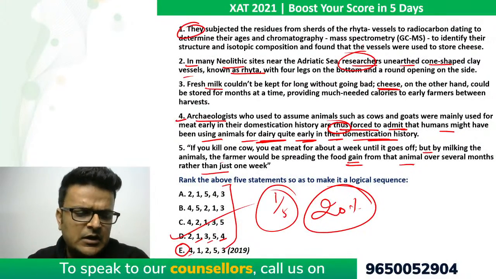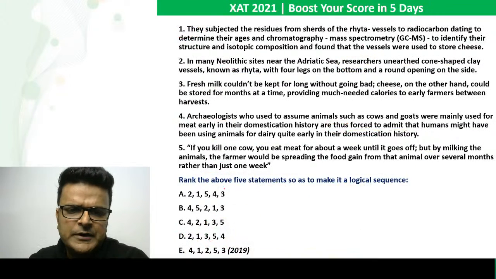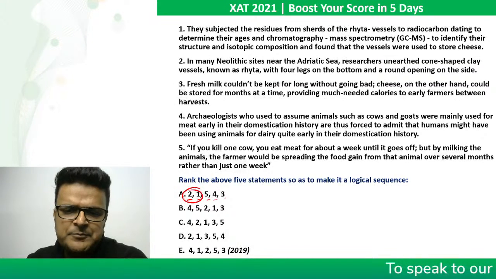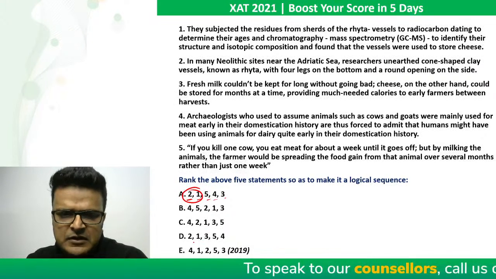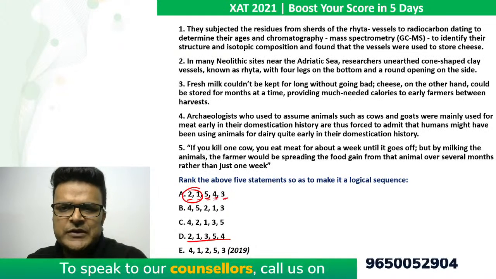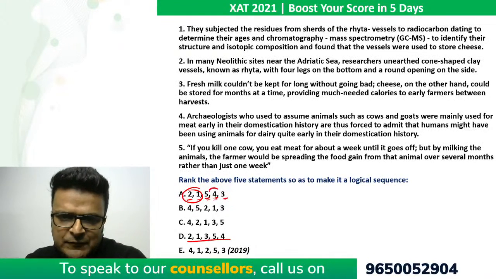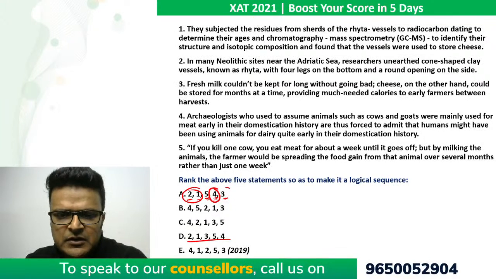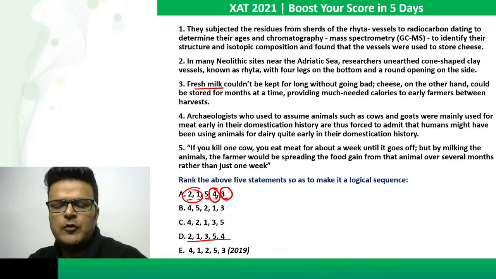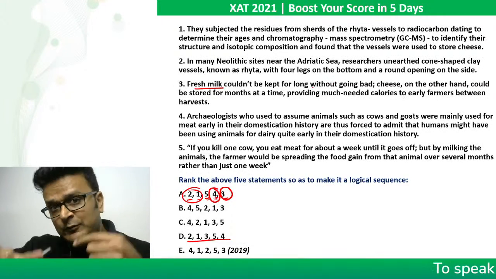Okay. Kajal, you can try, why not? Okay. 2, 1, 4, 5, 3. So 2, 1 is same. Then things change. Here we have 5, then 4, then 3. So are we saying that after saying thus admitting, you want to add 3 which says fresh milk could not be kept? Or would you say fresh milk could not be kept, so it was made into cheese?